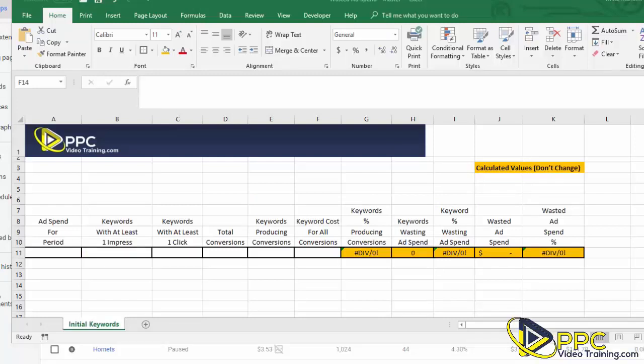All right, so this video, I know we touched on it a lot, but I want to give you one last example of what wasted ad spend can do to a campaign, or how to figure it out. Calculated values are in orange, so make sure you don't change those. Those will calculate as you fill this out.